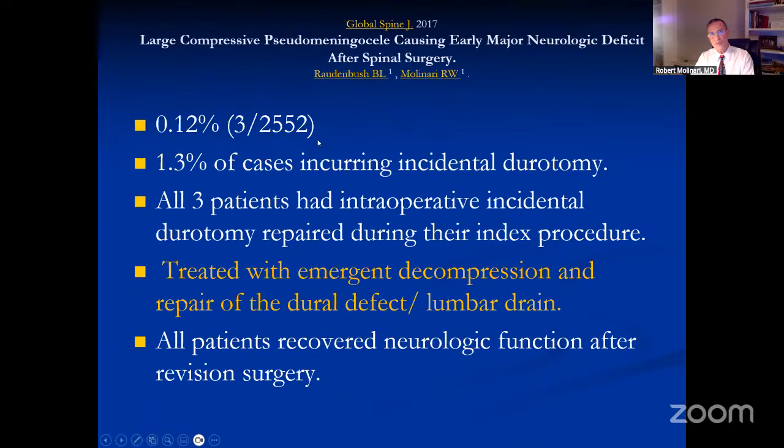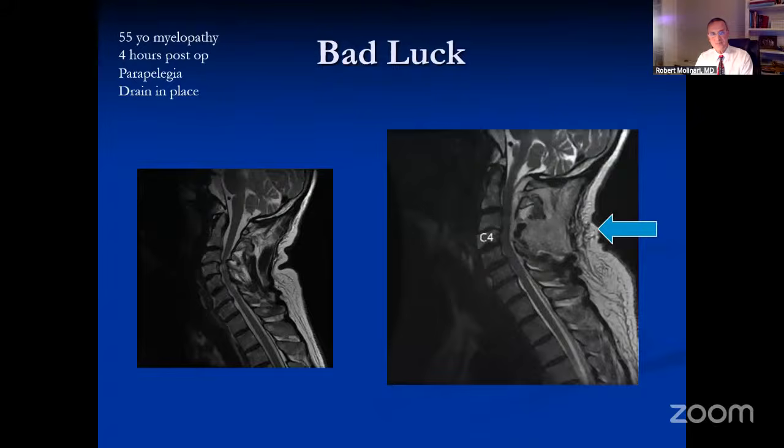But again, what I'm going to tell you is this is a very uncommon complication that people don't understand. And what it is, it's a pseudomeningocele that can cause compressive lesions on the neural elements. We wrote this up. We had 3 patients out of 2,000 that had this phenomenon. So again, it's just something to be aware of, that when you get an incidental durotomy, it can actually create a neurologic deficit.